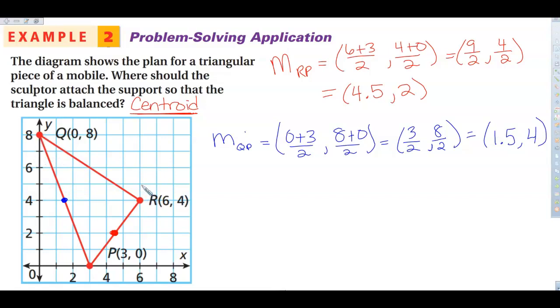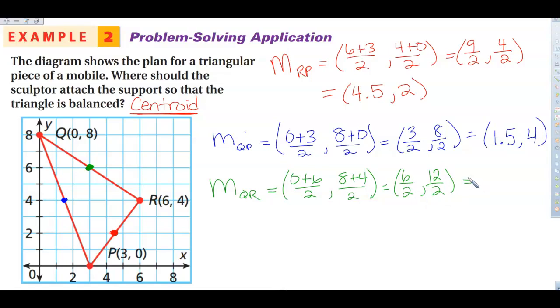Okay, my third one, I have a vertical change of 4. So if I go up the half distance, so up 2 from point R, this is going to be my midpoint. So again, let's check it. The midpoint of QR: I'm going to add my x's, so 0 plus 6 divided by 2. Add my y's, 8 plus 4, divided by 2. Okay, 0 plus 6 is 6. 8 plus 4 is 12. So 6 divided by 2 is 3. 12 divided by 2 is 6.